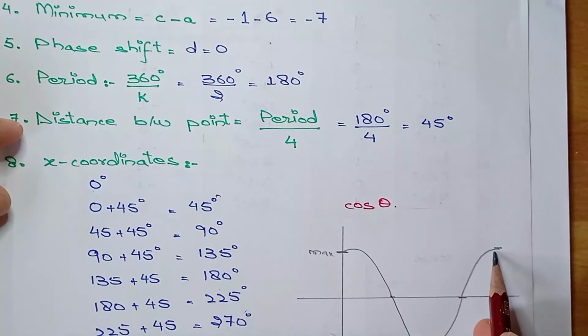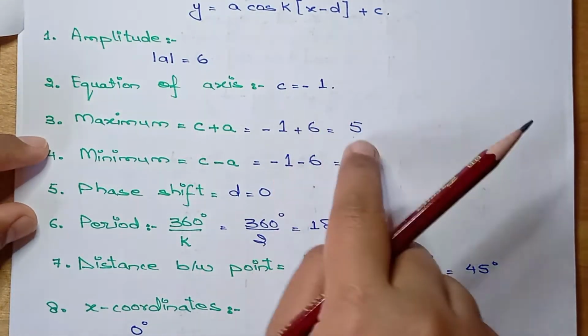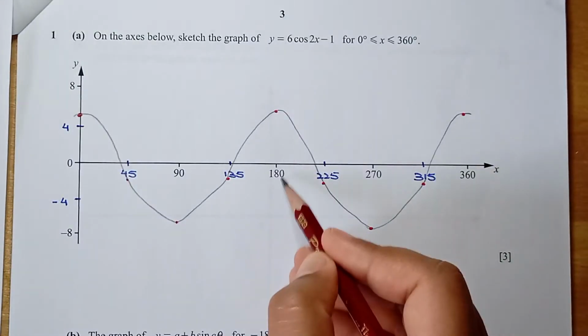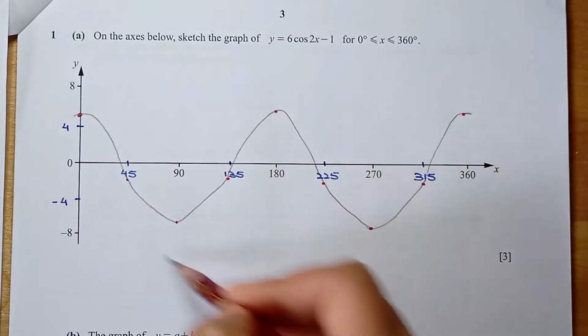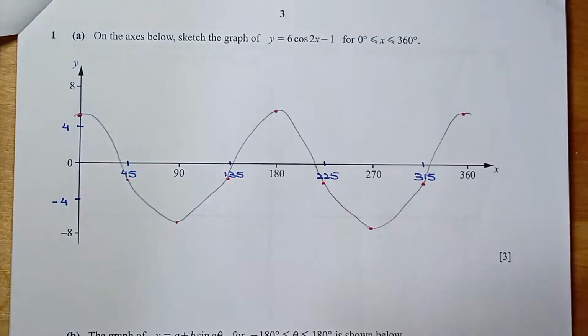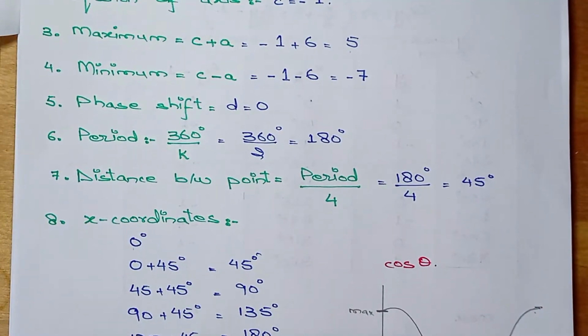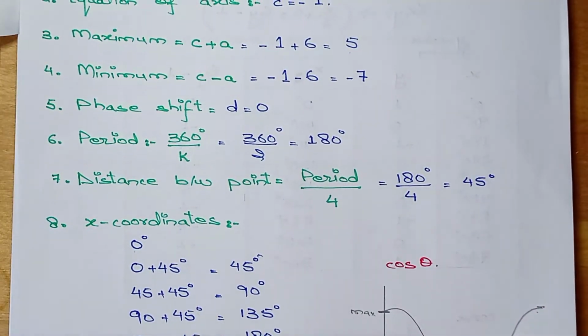And at 180 it is again at the maximum, and the maximum we have is +5. So as you can see, at 180 it is at +5. So this way it completes the 2 cycles, right? So these are the 2 ways to graph the sinusoidal function. I hope you understand it.